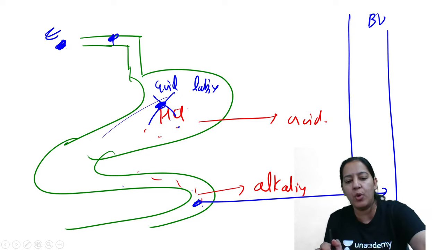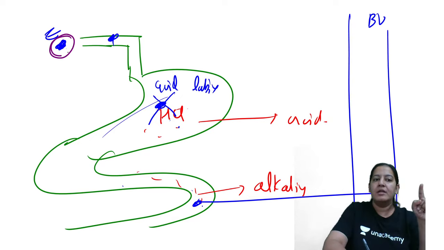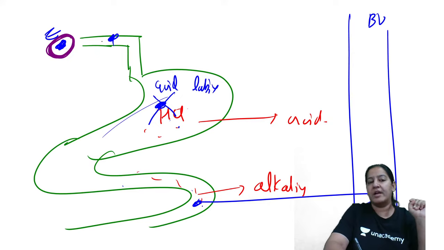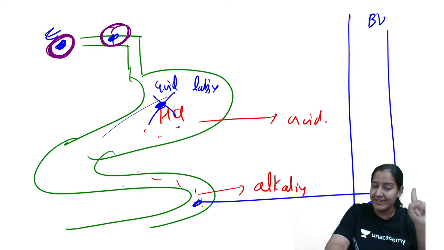So what I will do, I will cover the tablet with a coating. This coating is an acid resistant coating. So this is known as enteric coating. This coating is acid resistant and it will dissolve in alkaline medium. It is such a coating, right? It is known as enteric coating. So I will cover the drug with such a coating.